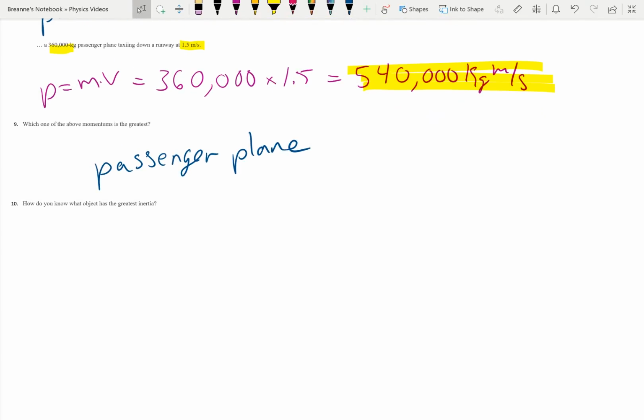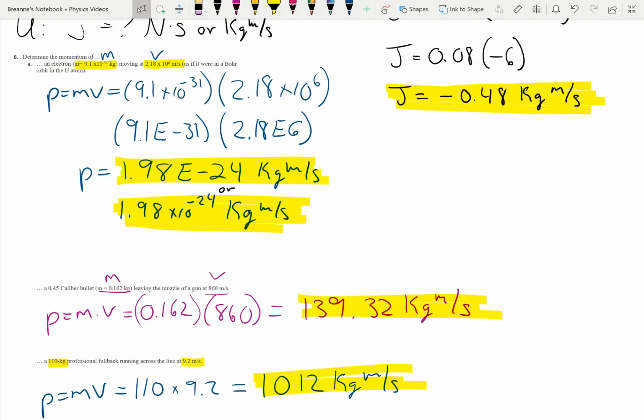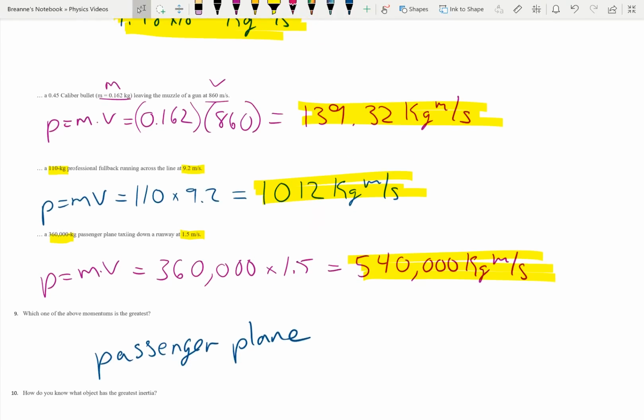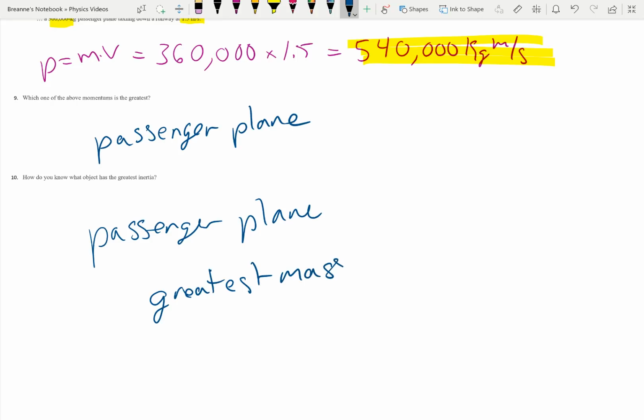How do you know if an object has the greatest inertia? It's the one with the greatest mass. So if we're looking at the above ones, which one has the greatest mass? The electron has a really small mass, then the bullet, then the fullback. So again, it'd be the passenger plane, because it has the greatest mass. If it has the greatest inertia, it has to have the greatest mass.